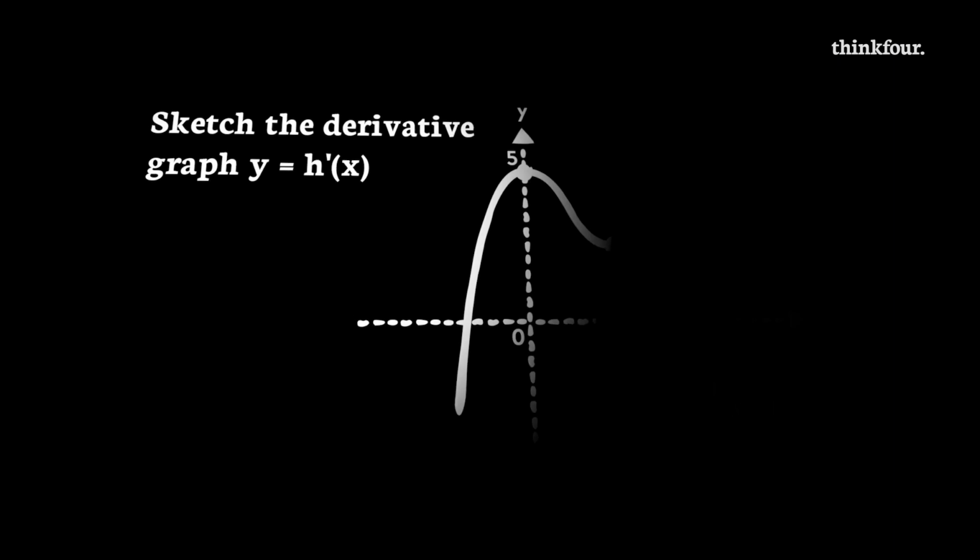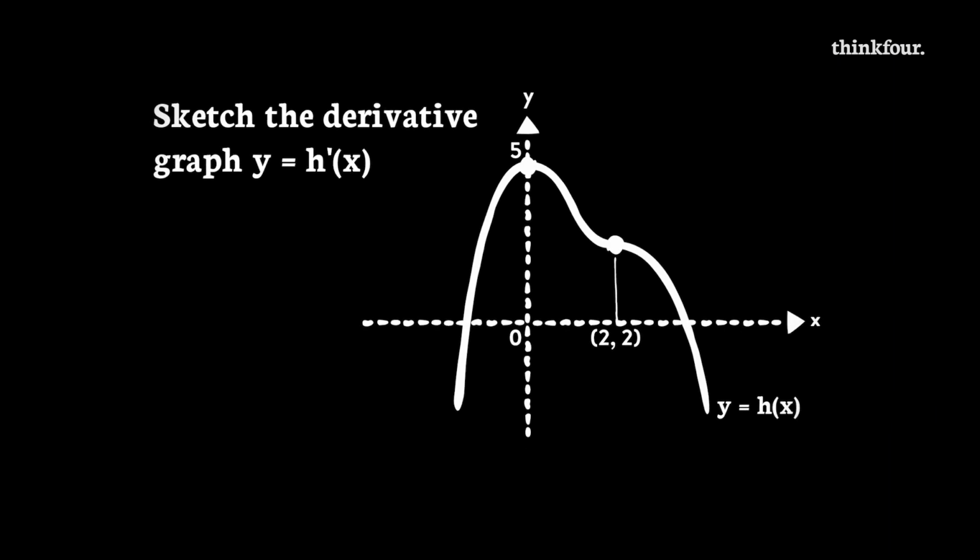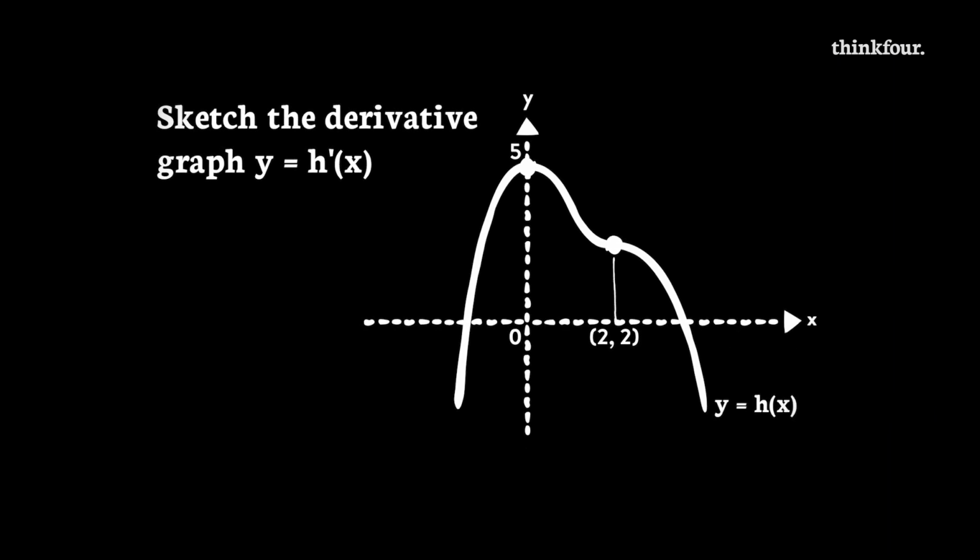Another common question is sketching the derivative graph. You will use two facts. The stationary points of the curve at x equals 0 and x equals 2 will become the roots of the derivative sketch. And then you'll determine whether the derivative graph is above the x-axis for increasing sections or below the x-axis for decreasing sections.